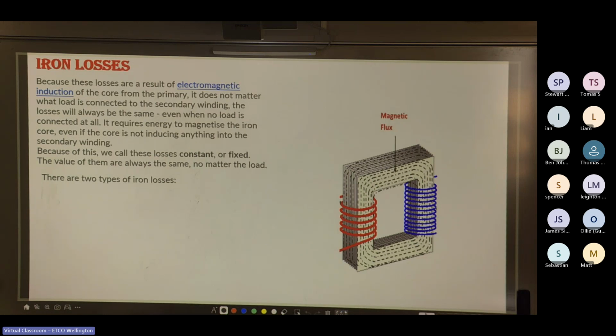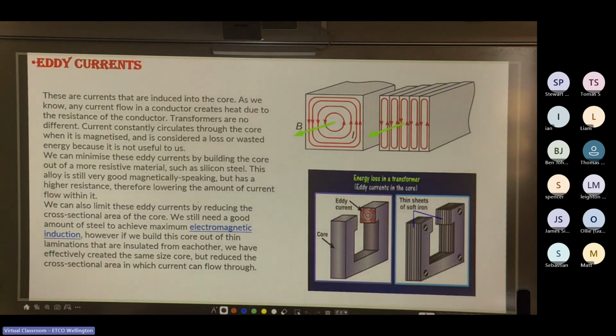There are two types of iron losses: eddy currents and what we call hysteresis. Eddy currents are currents that are induced into the core. As we know, any current flow in a conductor creates heat due to the resistance of the conductor. Transformers are no different. Current constantly circulates through the core when it's magnetized and is considered a loss or wasted energy because it is not useful to us.